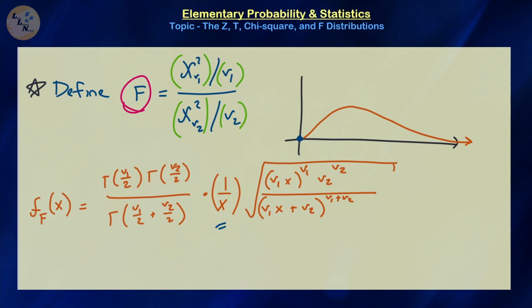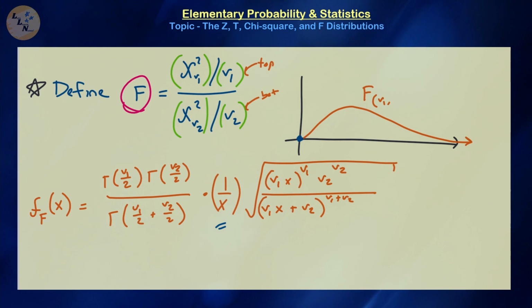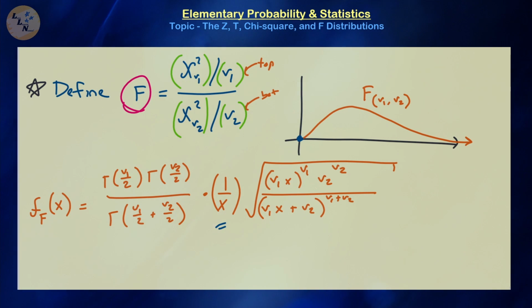But keep in mind, this F distribution is going to have 2 degrees of freedom. A degrees of freedom for the top, and a degrees of freedom for the bottom. So it's going to have a degrees of freedom pair, v1 comma v2.